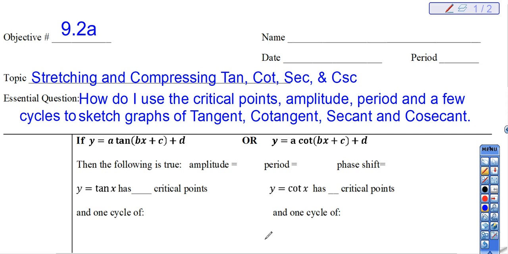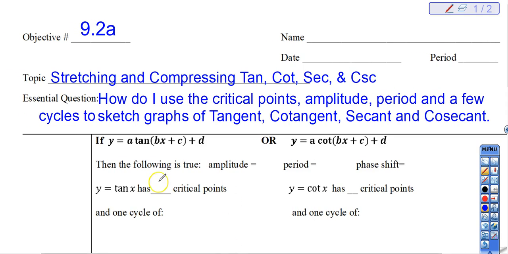Okay? And I typically will, when I'm doing my graphs, have out my unit circle, or I will have my table of exact values handy, or I will quickly sketch out a unit circle so that I can use it.